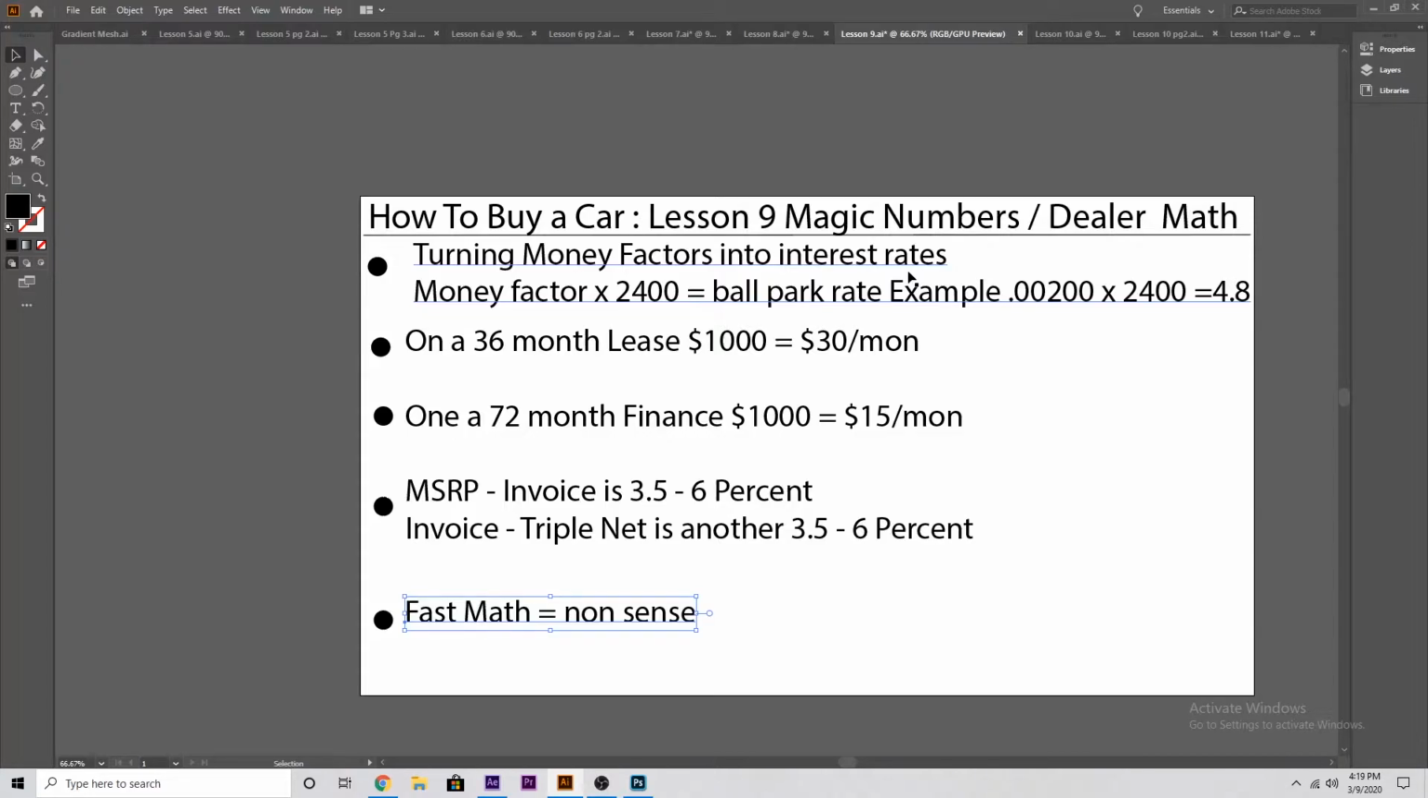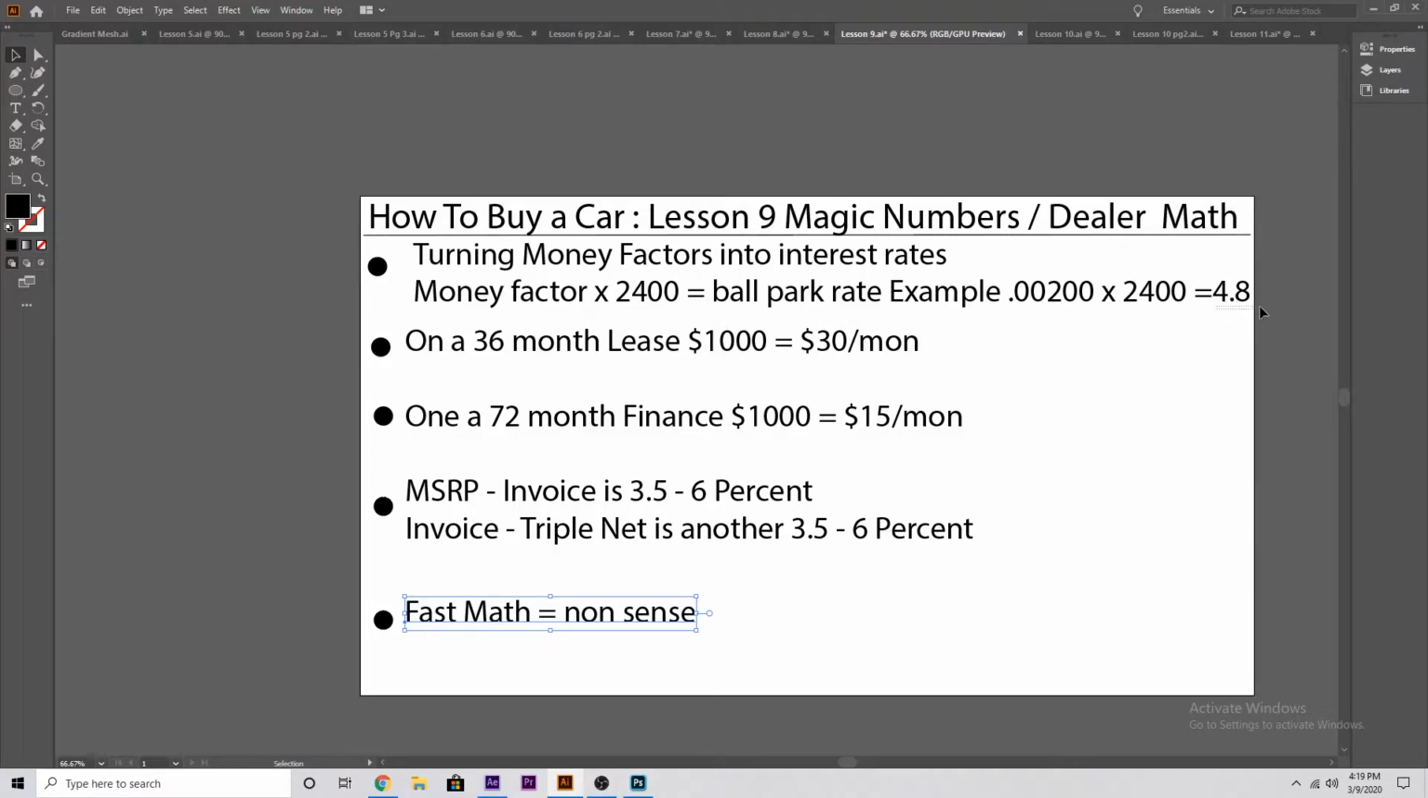So remember, a money factor is the interest rate on a lease, and they come in the form of decimals like this one over here, 0.00200. So guys, you take your money factor and you multiply it by 2400, and that's going to give you your ballpark of what interest rate you're paying on a lease. For example, if you take 0.00200 and multiply it by 2400, the result is 4.8. So on this lease, the equivalent interest rate would be 4.8.